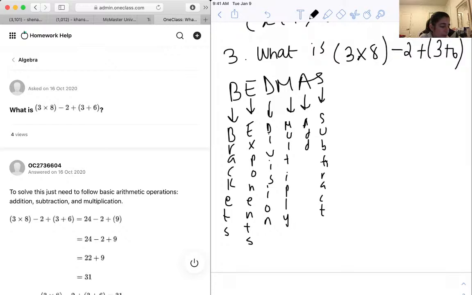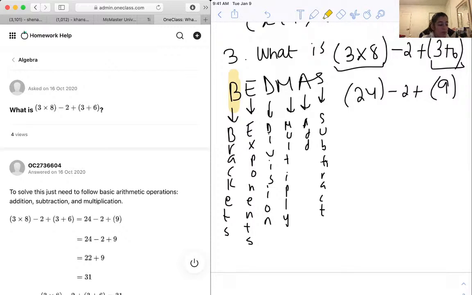So over here we have two brackets. So we're going to solve them together. 8 times 3 is 24 minus, if you want you can leave it in the bracket, 2 plus the bracket, 6 plus 3 is 9. Next, so over here we followed BEDMAS because we had brackets.